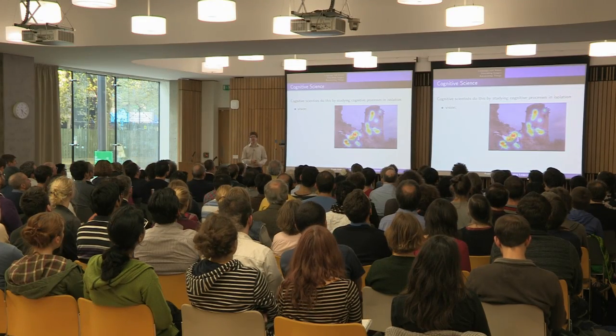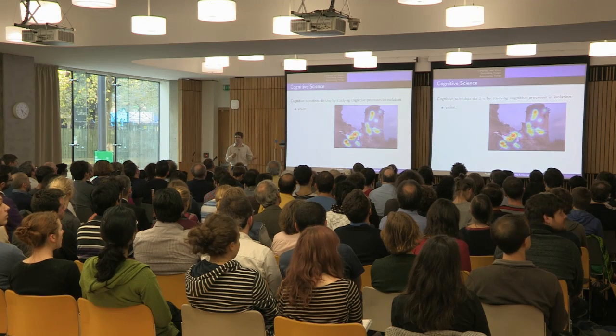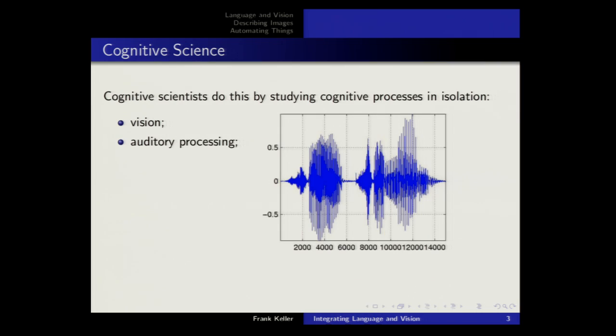So for example, people study how humans process visual information. If you have a scene, then humans would focus their attention on certain parts of the scene. There's a motorcycle here. And the areas that have hot colors are the ones that people attend to more, and the ones in cold colors are the ones where people don't attend as much. So this is one part of the endeavor, to understand visual processing. Auditory processing is, of course, another cognitive function, where we study how a sound wave, such as this one, is interpreted by the auditory cortex and then fed into the overall system of understanding, for example, a speech signal.